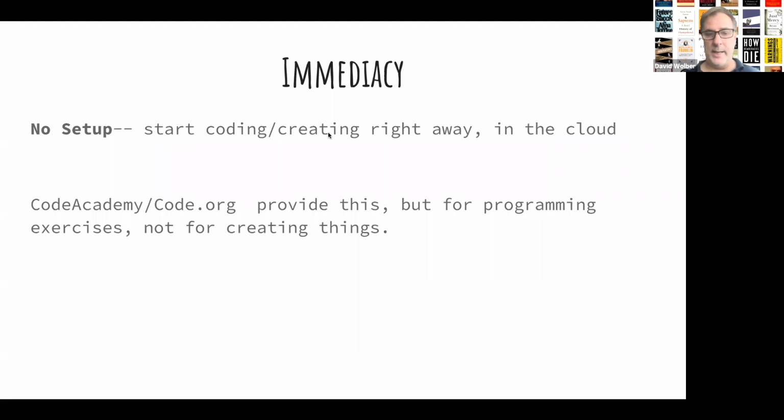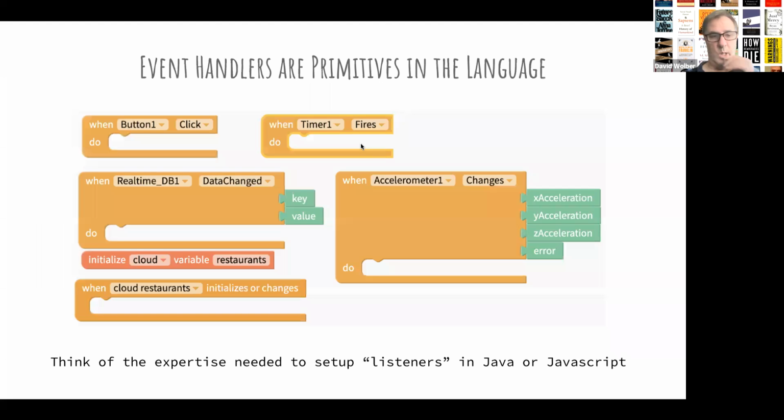The other thing is immediacy. No setup. You can go to thunkable.com and right away start coding. Codecademy and code.org kind of provide that, but it's just programming exercises. You're not really creating things. And so that's a big deal about App Inventor and Thunkable.